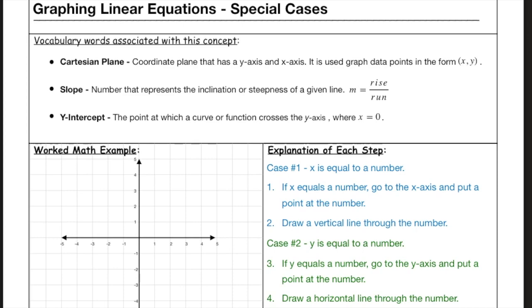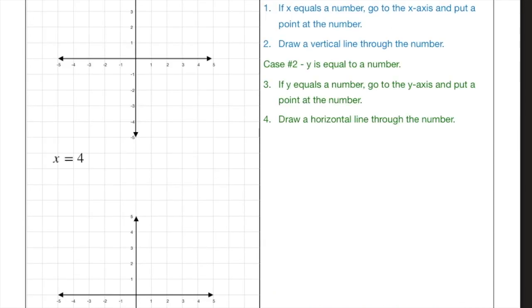Now we're going to be looking at graphing linear equations, but we're going to be looking at special cases. So we're going to do case number 1 and case number 2. For case number 1, it says x is equal to a number. So this is our first case. X is equal to a number.